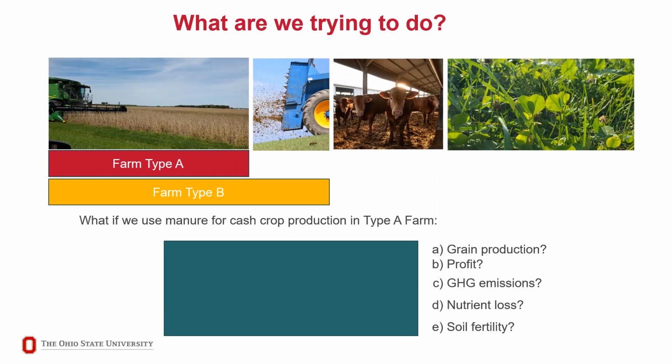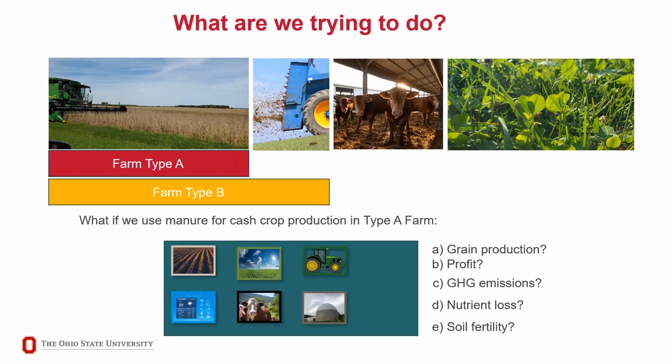Because farm types A and B are different in terms of soil, weather, as well as other management practices, the result could be slightly different or the same if we change the different management practices among the different farm types. So that's the real use of the model.